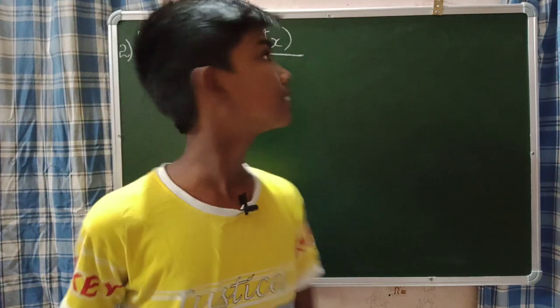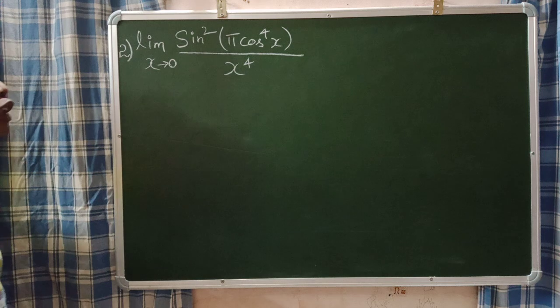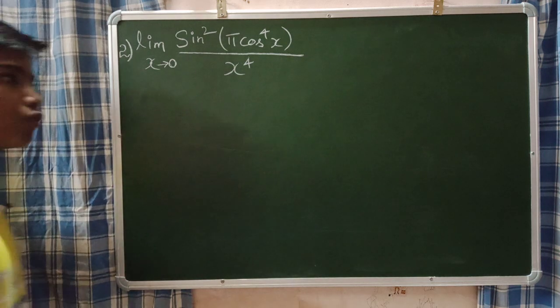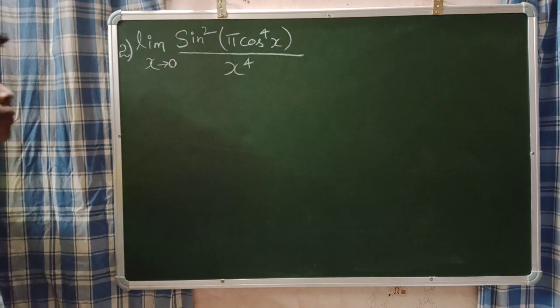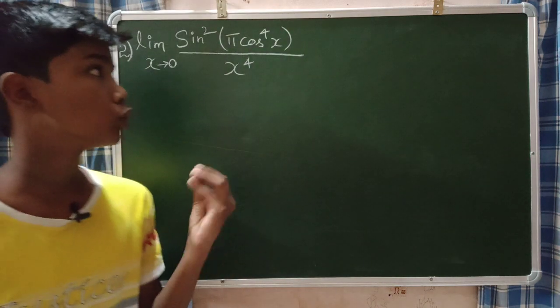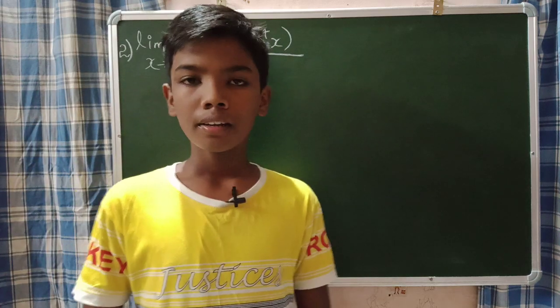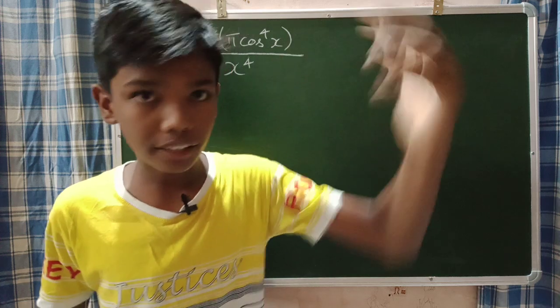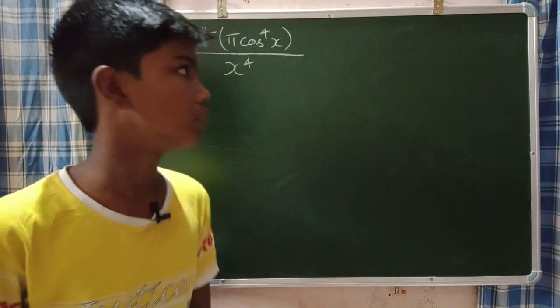Our next question is, limit of x tends to 0 of sine square of pi cos to the power of 4x divided by x to the power of 4. Now this question was asked in our August attempt guys. This is one of the tricky questions we need to solve. The solution will be lengthy, but this question is more tricky. So let us see how to solve this question.